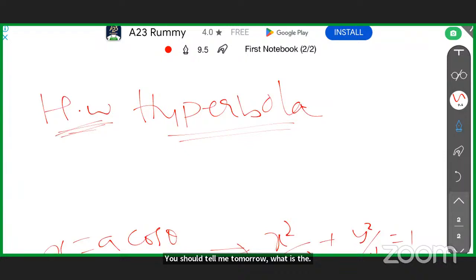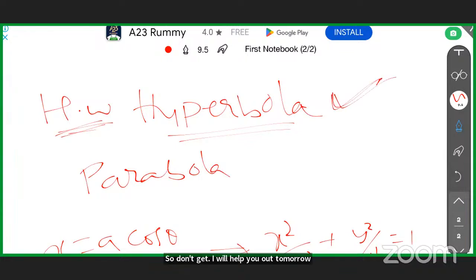Another thing, you should also tell me what is the parametric equation for parabola. Parabola will be a little difficult. Try it out. If you don't get it, I will help you out tomorrow. But you should tell me the parametric equation of hyperbola tomorrow.